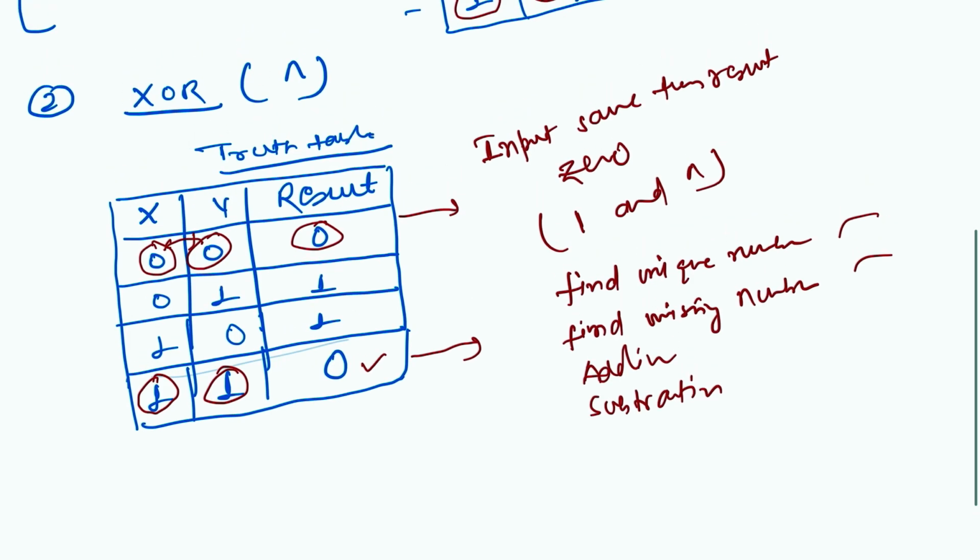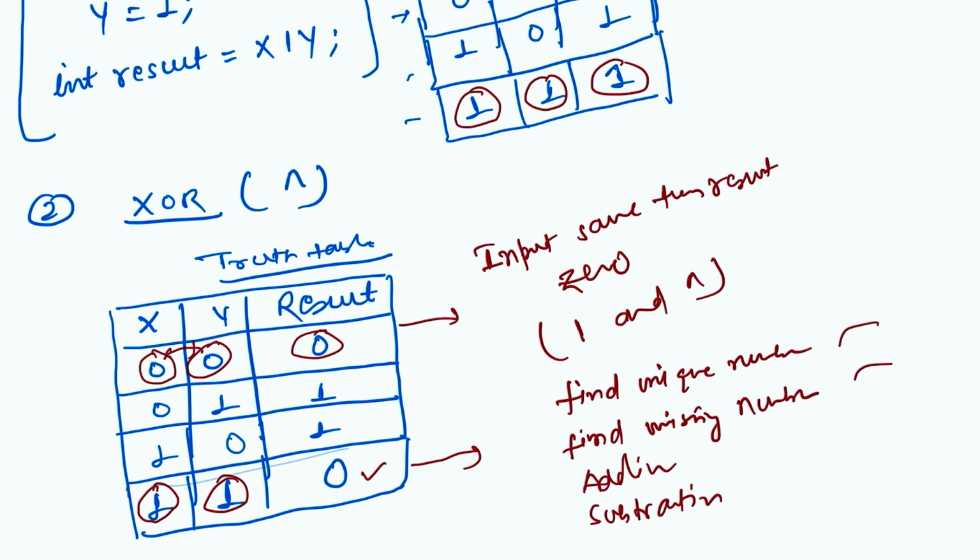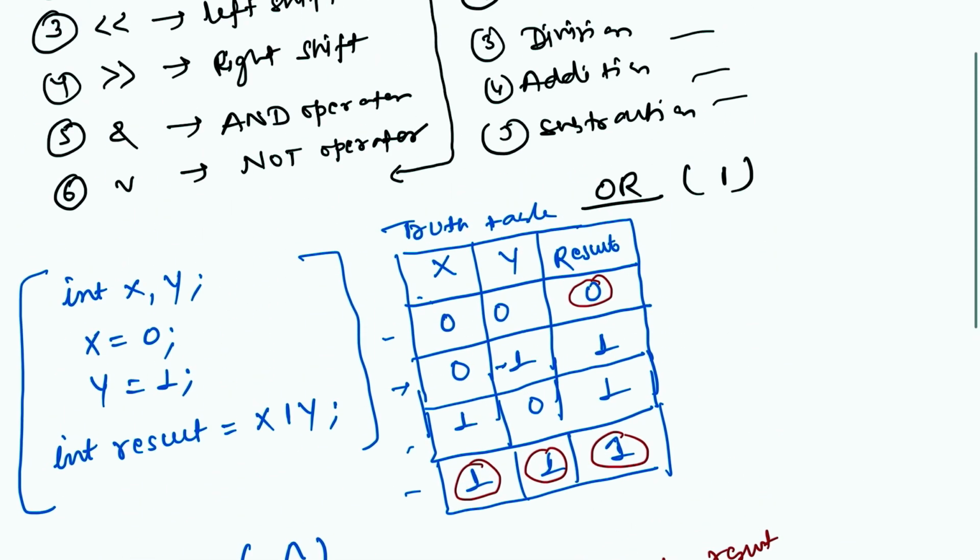So the XOR operation is very important. We should understand it very clearly and should not confuse it. The truth table: always remember, if the input is the same, it will give zero in the case of the XOR operation.